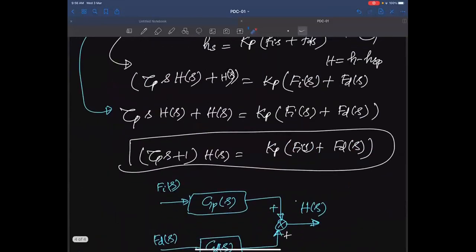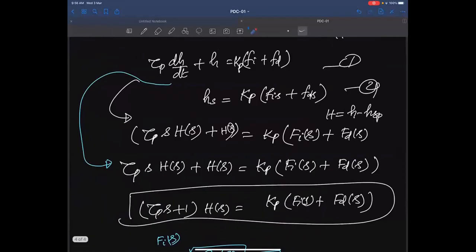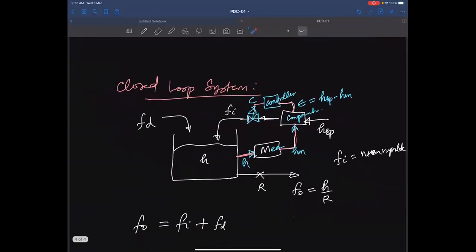This is the diagram. So the level system has inputs and outputs. There are two inputs. One is Fi, another is Fd. Fi is under our control by way of a measurement and a controller acting on it, whereas for Fd we don't have any control. It is called the disturbance flow. Fi is called the manipulated flow, the manipulated variable. Here, this output, of course, has a linear relation with the height. So we want to keep this level constant in spite of any changes in Fi or Fd.